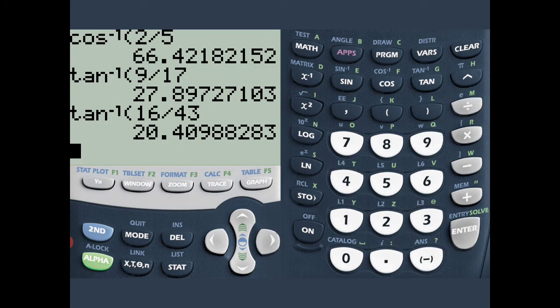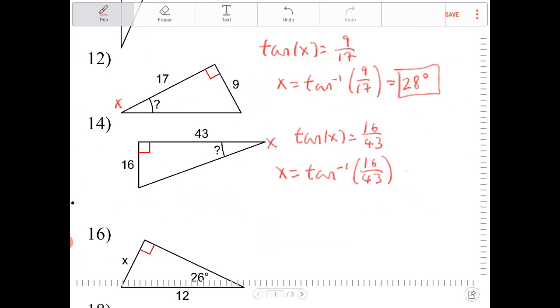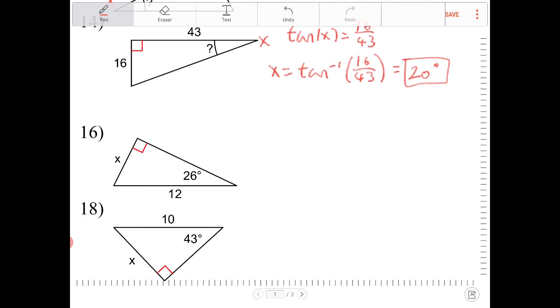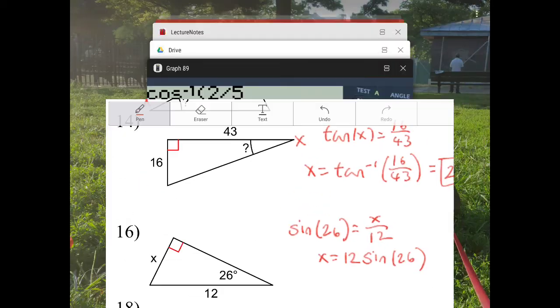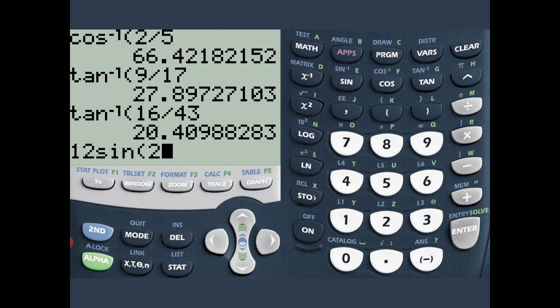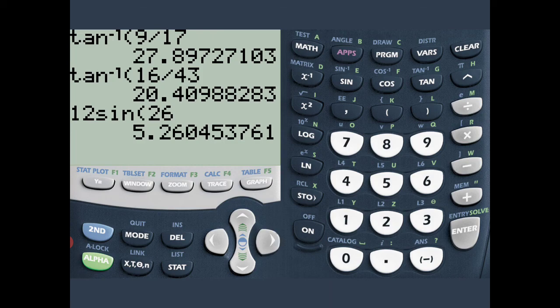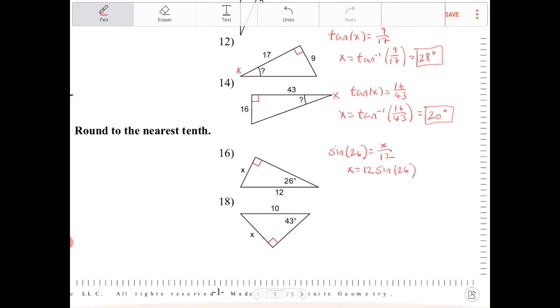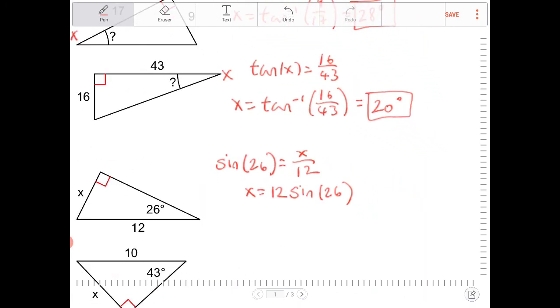And that would be 20.4 or 20 degrees to the nearest whole degree. Number 16, x is opposite of 26 and 12 is the hypotenuse, so therefore I'm going to be using sine. Sine of 26 is equal to x over 12. Here I don't need to use the inverse sine function, so x is simply 12 sine of 26. And I punch this into the calculator. 12 sine of 26 is equivalent to 5.26. And they want us to round to the nearest tenth, so 5.3.